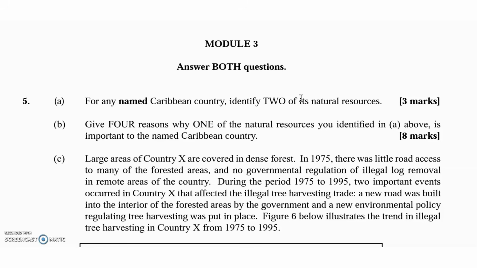Now, part B: give 4 reasons why one of the natural resources you identified in A above is important to the named Caribbean country. Let us focus on gold. First and foremost, gold can be used after the processing phase. It can be formatted properly and shaped to create jewelry, which can be sold on a domestic level or even on a regional or international level.